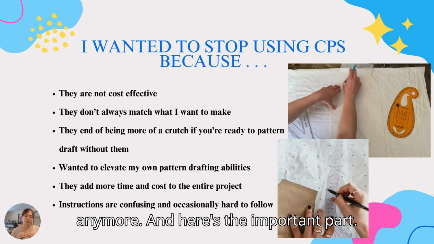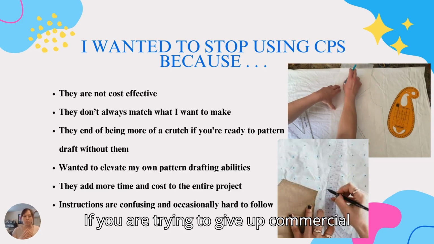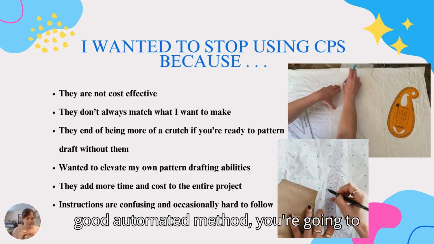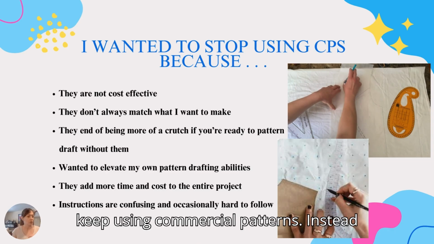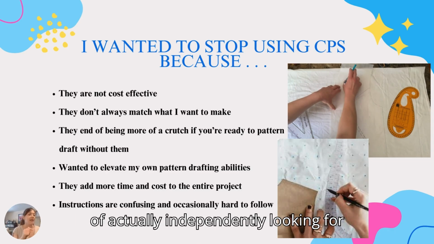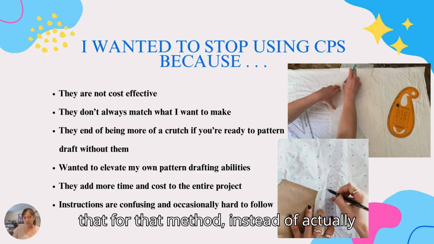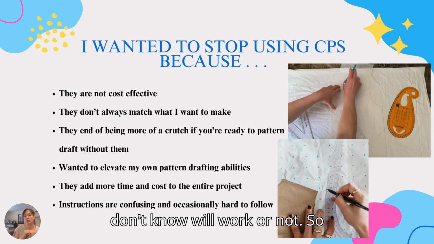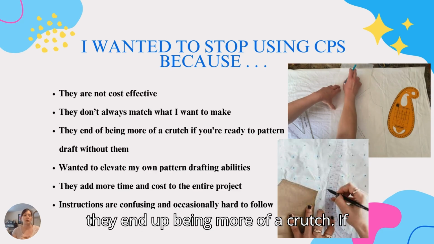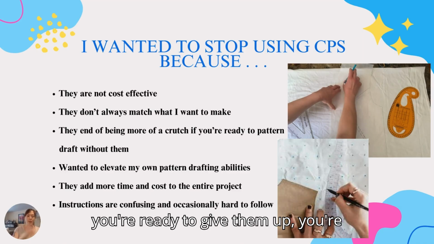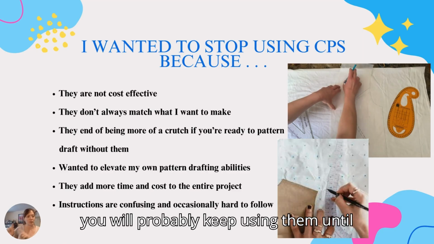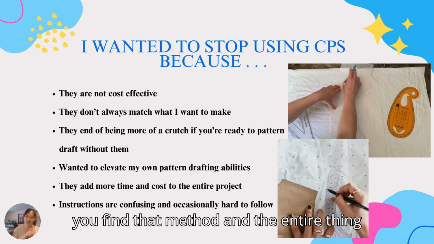And here's the important part: if you are trying to give up commercial patterns, and you're trying to find a good automated method, you're going to keep using commercial patterns instead of actually independently looking for that method, instead of actually practicing something brand new that you don't know will work or not. So they end up being more of a crutch. If you're ready to give them up, you're going to try to find another method, but you will probably keep using them until you find that method.